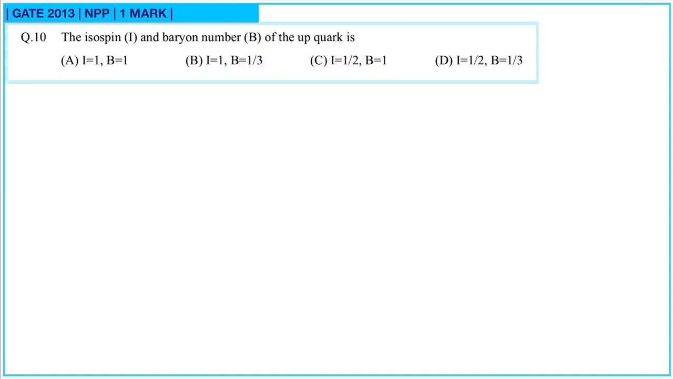Next question. The isospin I and baryon number B of up quark is. So for up quark, I is equal to half and baryon number is 1 by 3. So option D is correct.